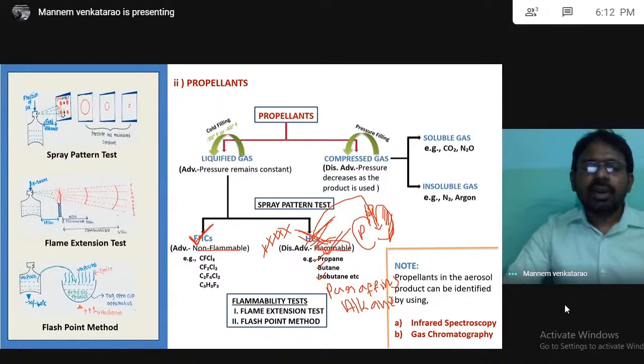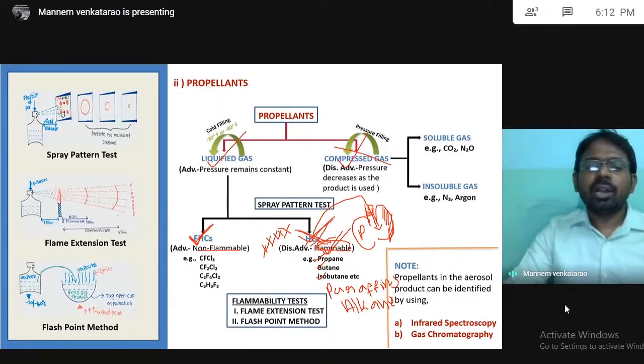Okay, next, out of these two, liquefied and compressed, you give the priority to liquefied gas; strike off the compressed. Next, out of hydrocarbons and fluorinated hydrocarbons, you give priority to fluorinated hydrocarbons. You can strike off the hydrocarbon. This is the priority of propellants in inhalation aerosols. Fluorinated hydrocarbons are non-flammable.